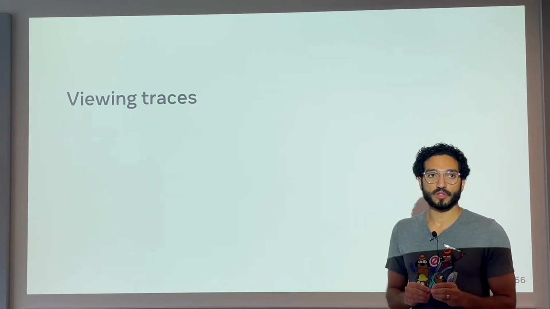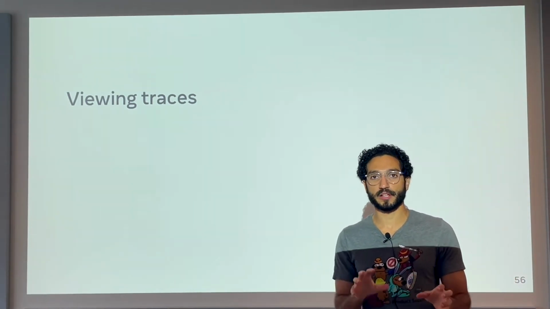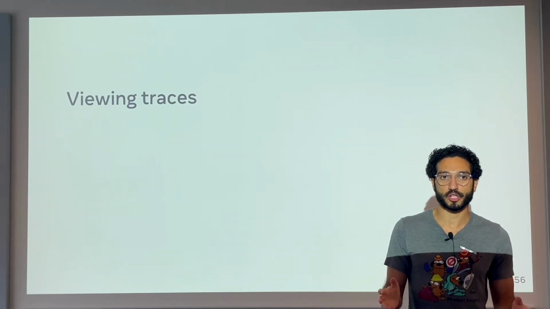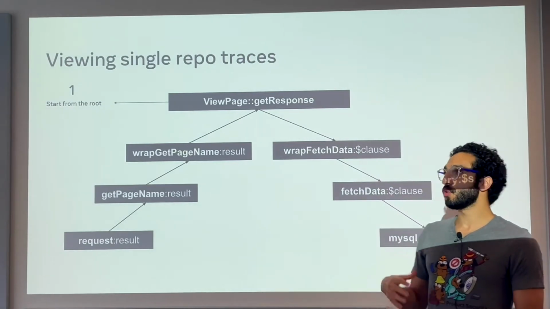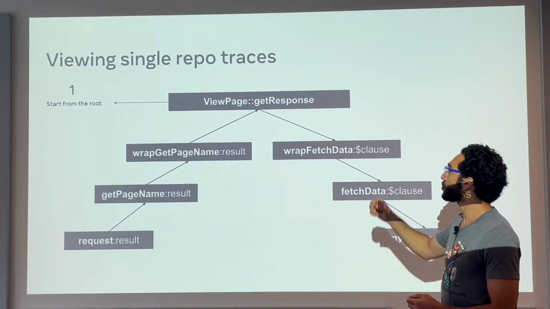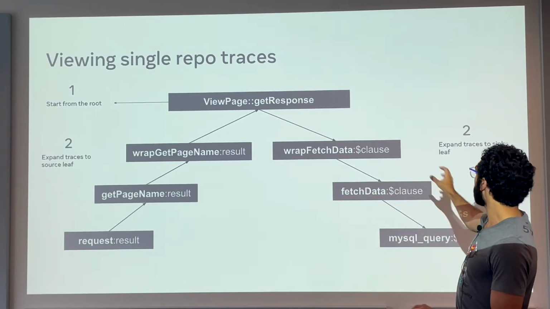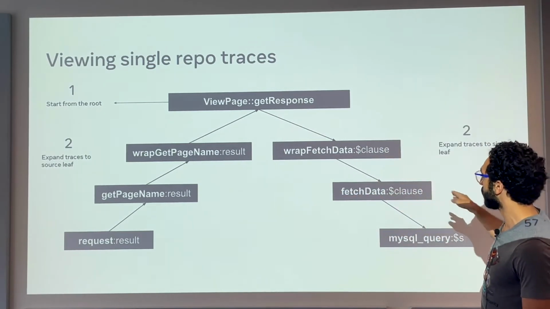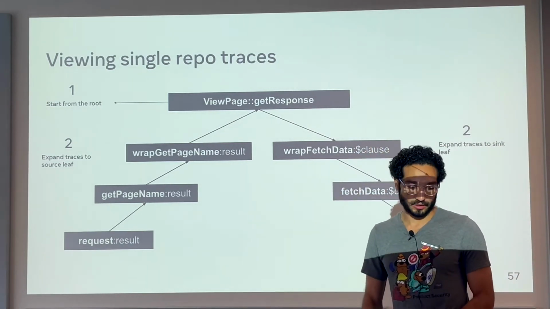It's important to view the traces seamlessly, so you abstract all the complexities and overhead of the thrift services or these connection points away from security engineers. For single repo analysis, viewing the traces is straightforward. You start with the root and then you expand the traces to the source leaf and to the sink leaf. So you start at the root, you go here, drop, traverse until you hit your sink leaf, and then you go here until you hit your source leaf.